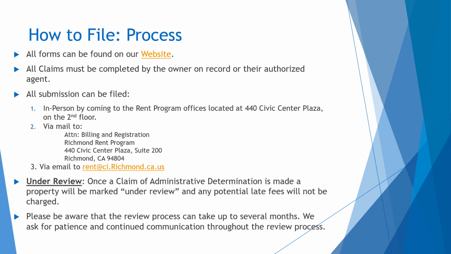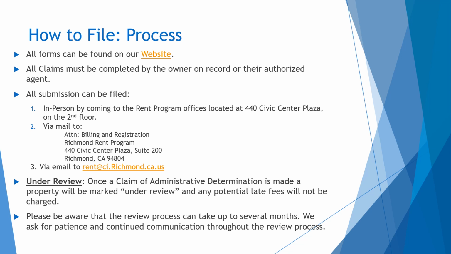Once the applicant has filled out the correct form and gathered all their supporting documentation, it just becomes a matter of filing the paperwork. All forms can be found on our websites, and all submissions can be made by coming in person to the Richmond Rent Program offices located at 440 Civic Center Plaza on the 2nd floor, or via mail attention to the Billing and Registration Department at the Richmond Rent Program at 440 Civic Center Plaza, Suite 200, or via email to rent@ci.richmond.ca.us.